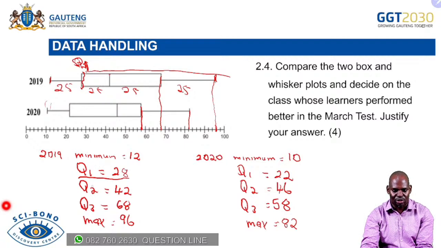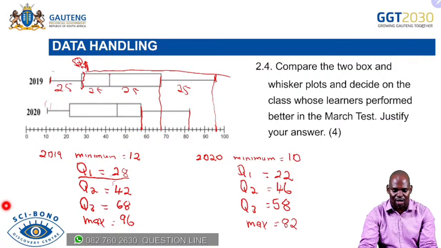Okay, and then quartile 2 represents 50%. So 50% of the learners got 42 and more. Okay, 50% got 42 and more, and then the other 50% on the left hand side also got 42 and less. Then quartile 3, 75. Quartile 3 means only 25% got 68 and above, and then 75%, because now the percentage on the left hand side is 75, got 68 and less.